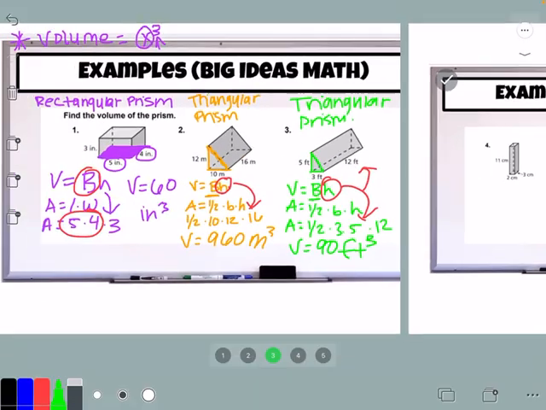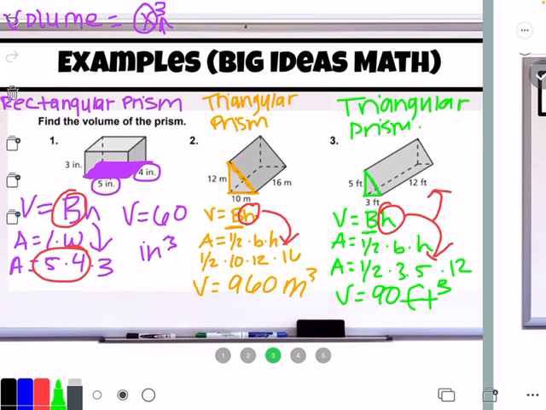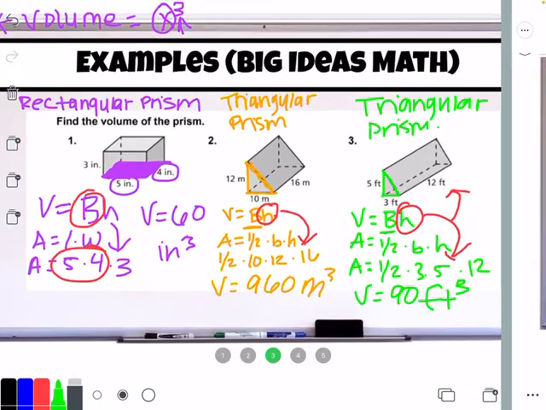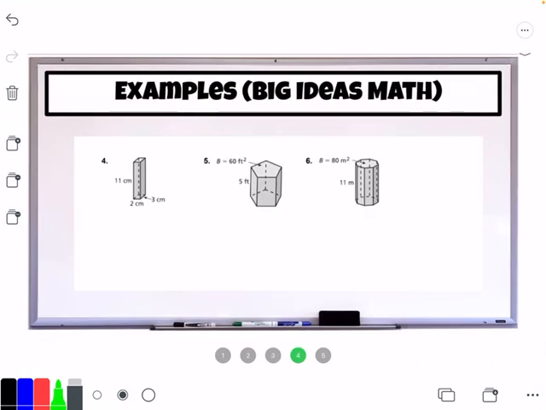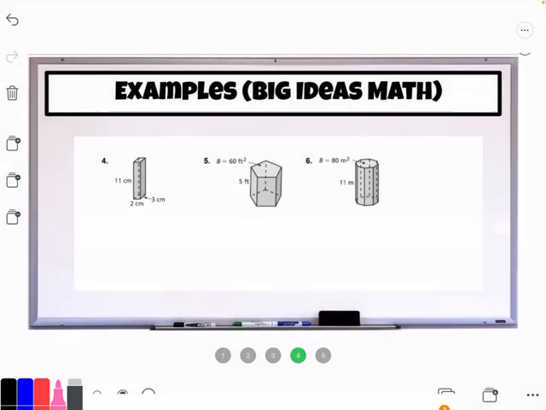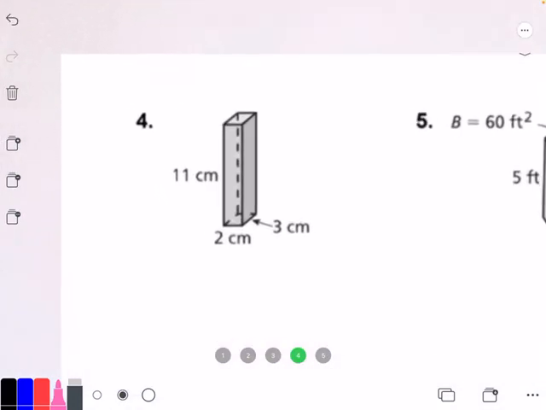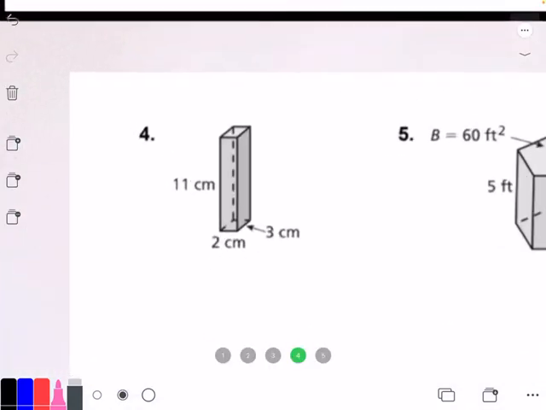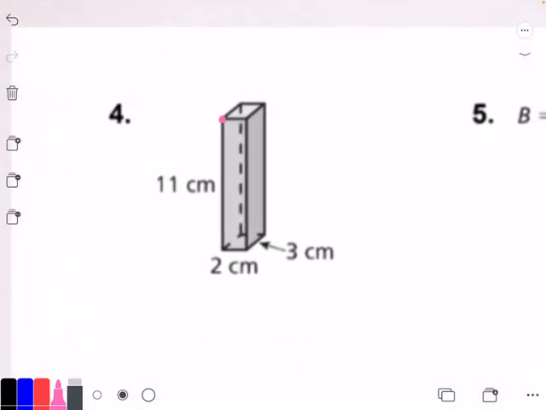Okay. Take a moment to look over this. Okay. Let's move on. Okay. Let's take a look at number 4. Number 4 is this very, very skinny rectangle that we have here.